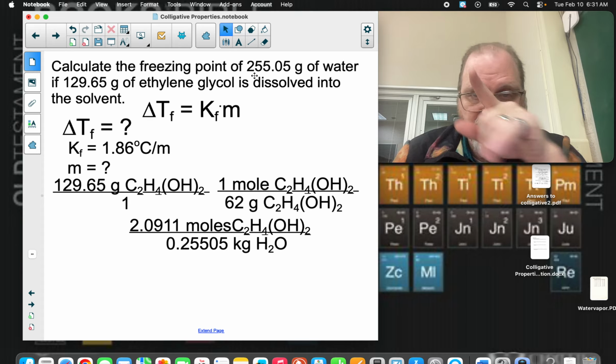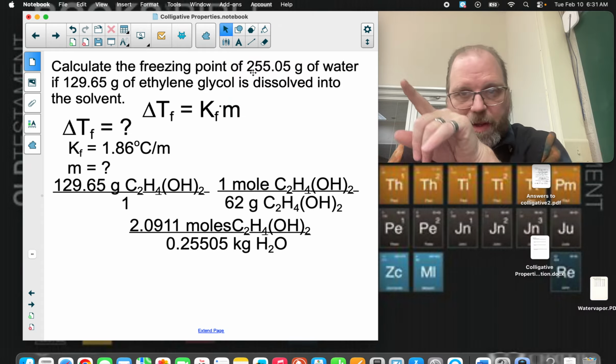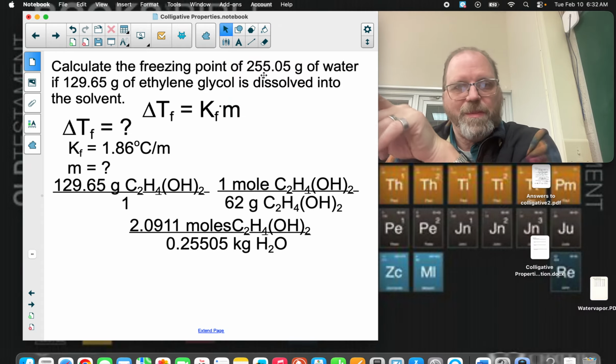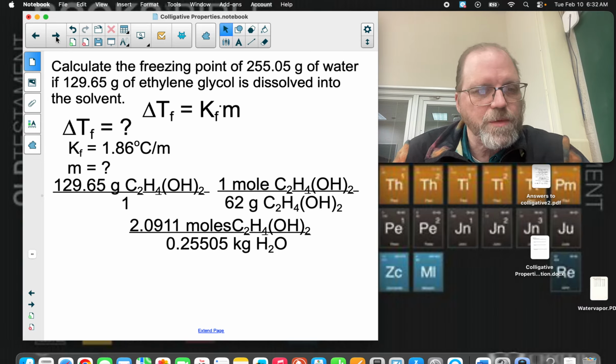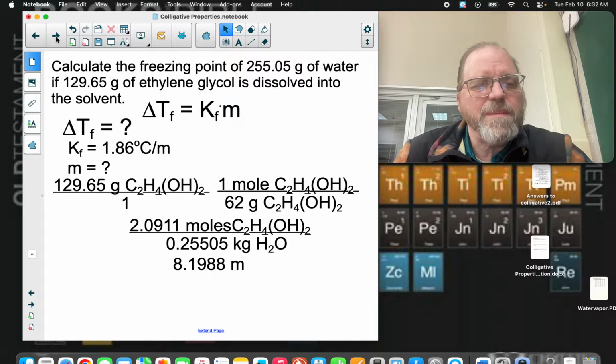Now we're going to take our solvent here, 255.05, convert to kilograms. Which way, the right way? That way, yep. Three places to the left. We'll divide that through. We get 8.19288 molal. Plug that in the equation. So we're going to get 1.86 times 8.1988. We have 5 sig figs in the answer. So we end up with 15.250.